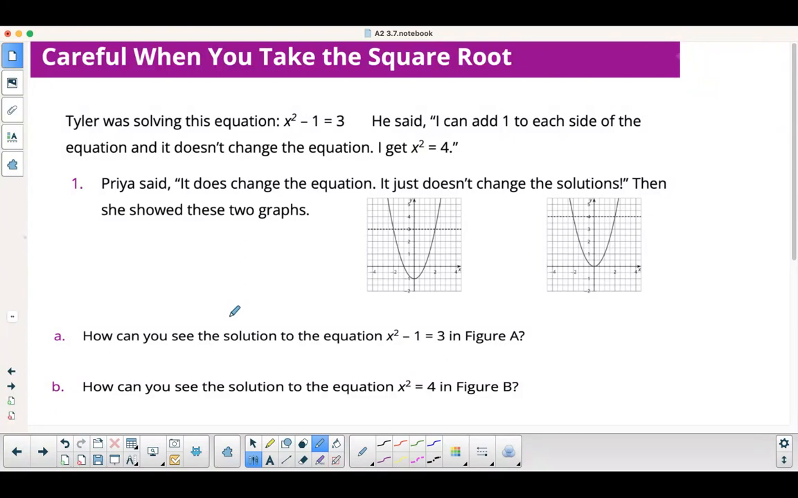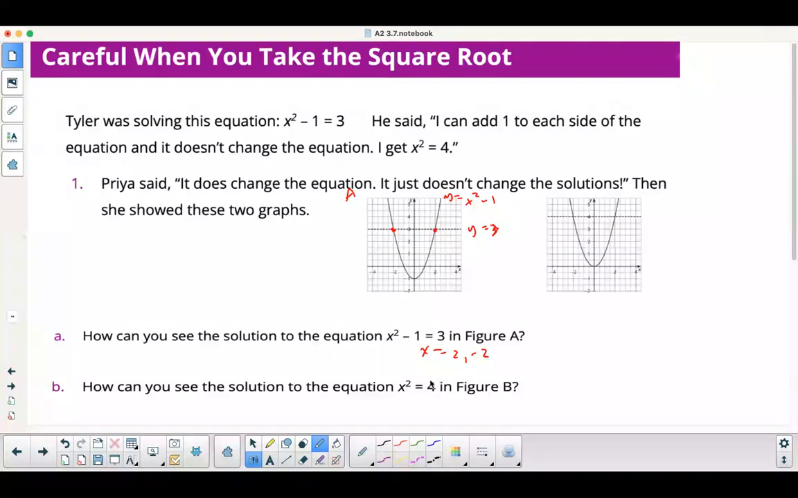How can you see the solution to x squared minus 1 equals 3 in figure A? So I guess this is figure A here. Your solution is going to be where they cross. This graph here is y equals x squared minus 1. You see how my vertex dips down there? And this graph here is y equals 3. So my solutions here are 2 and negative 2.